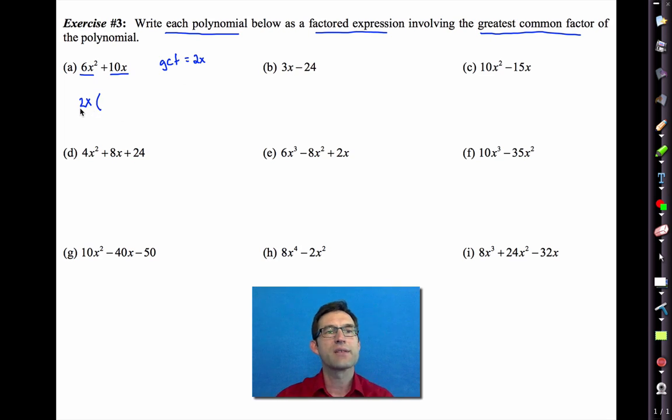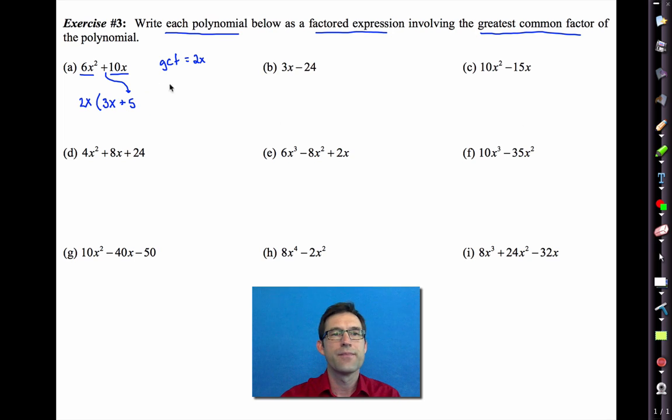Now I ask myself, what do I have to multiply 2 by to get 6? That's 3. What do I have to multiply x by to get x squared? That's going to be x. The plus comes along for a ride. What do I have to multiply 2 by to get 10? Well, that's 5. Now it would be tempting maybe to write down another x, but x times x would be x squared, not x to the first.